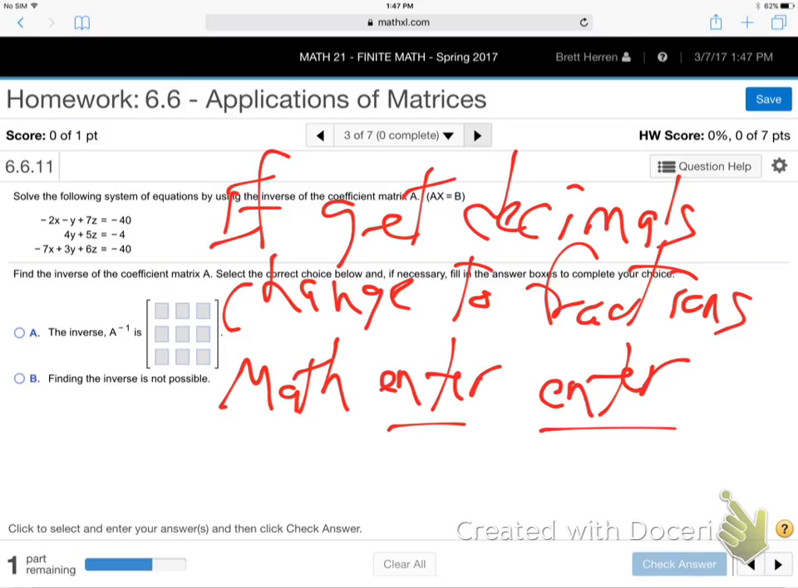So once you have something on the screen that you want, a decimal, or a big matrix with decimals, that you want to change to fractions, hit math, enter, enter. Where's math on here? The actual button on the left side, math. There's a math button like third down on the left side. Yeah, so once you have your matrix.